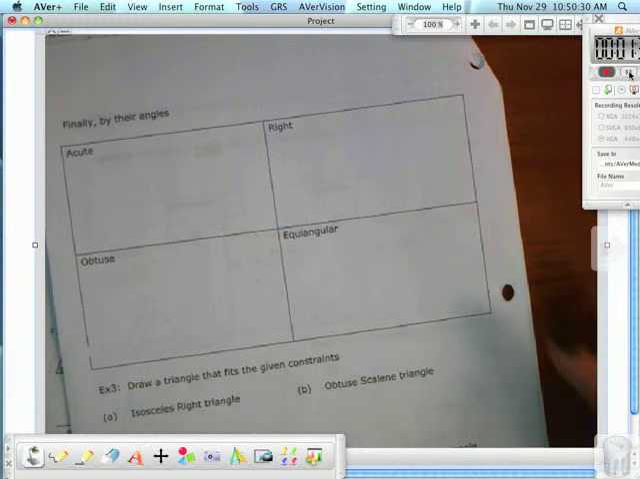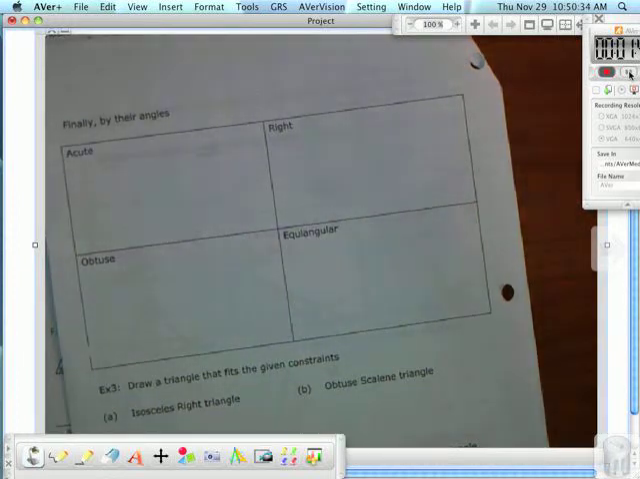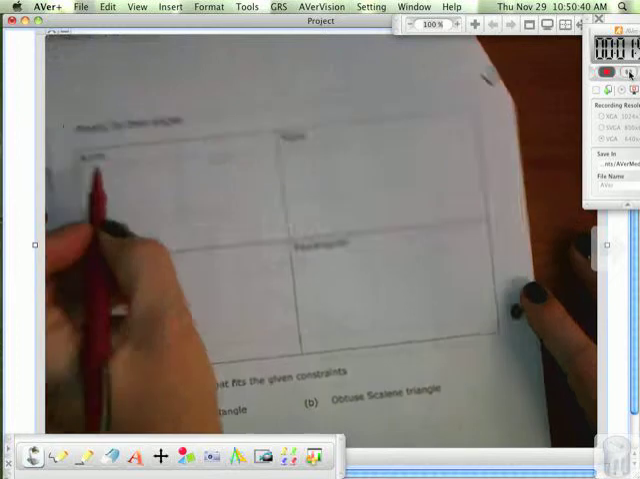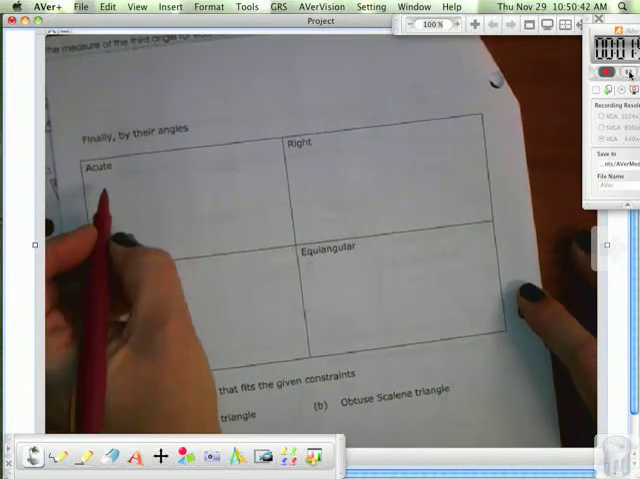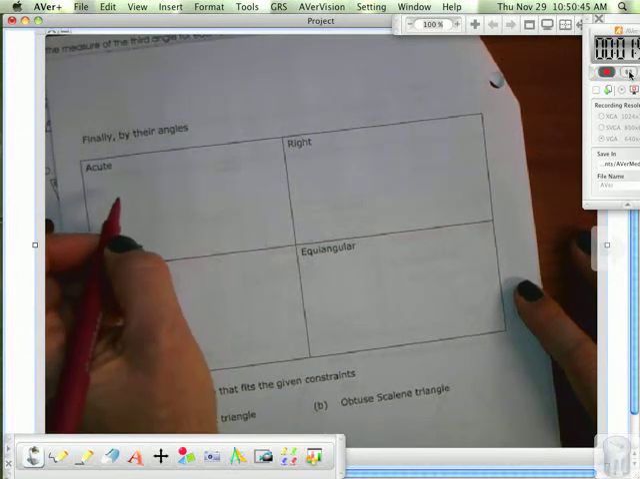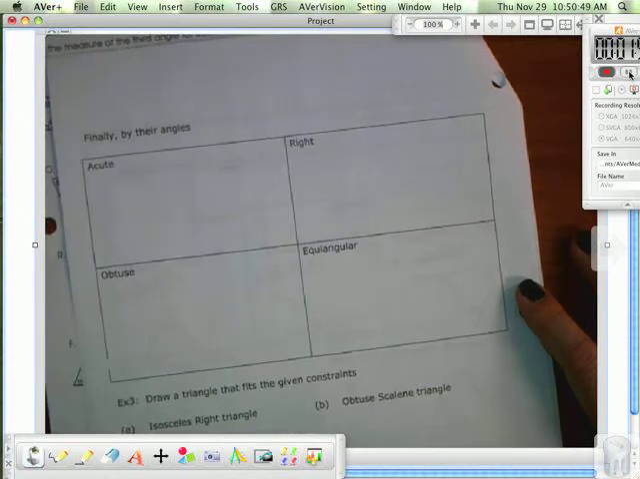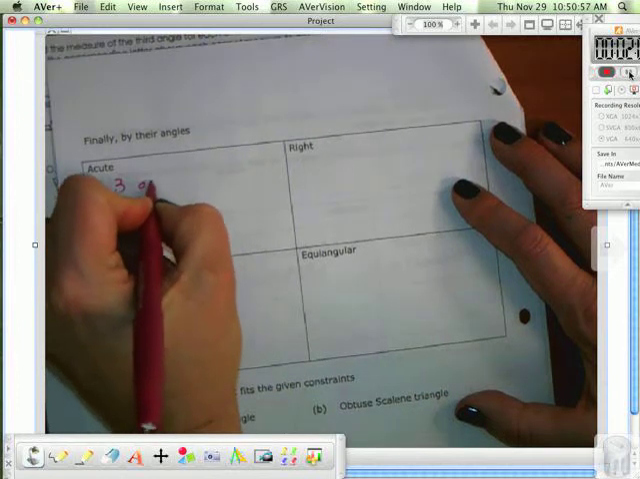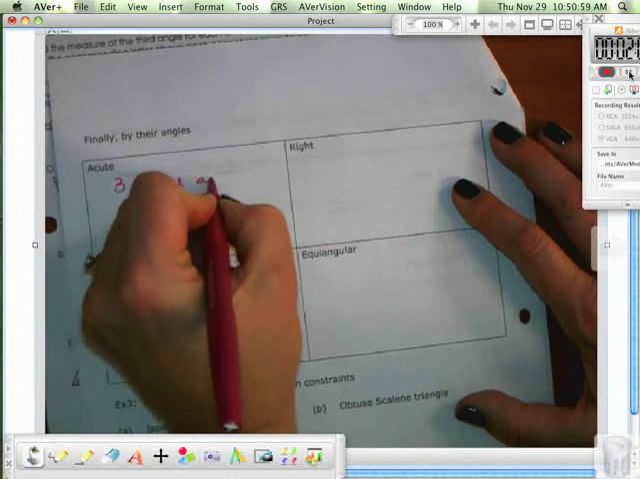So the first page was about sides. The second page, we can also name triangles by their angles. So they're somewhat similar, but you're talking about angles here. So acute. Does anybody remember what acute is? Acute angle. Morgan. That's right. So smaller than 90 degrees, right? Smaller than 90 degrees. So an acute triangle always is going to have three acute angles.